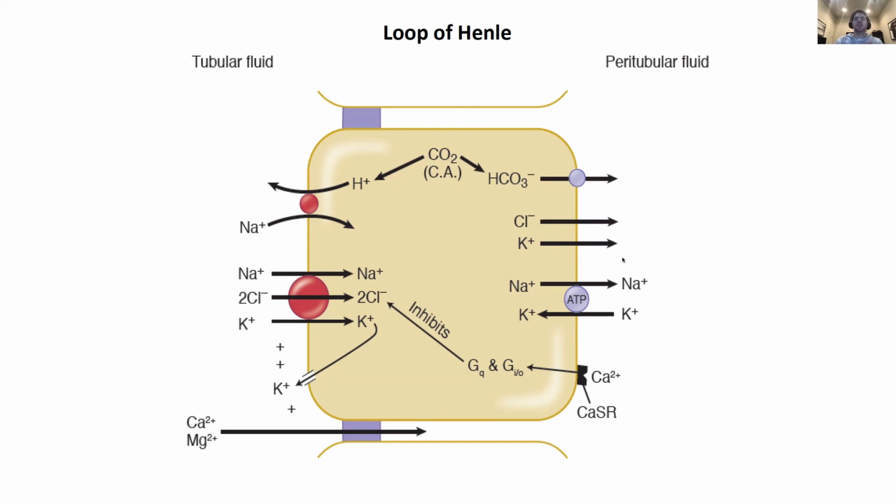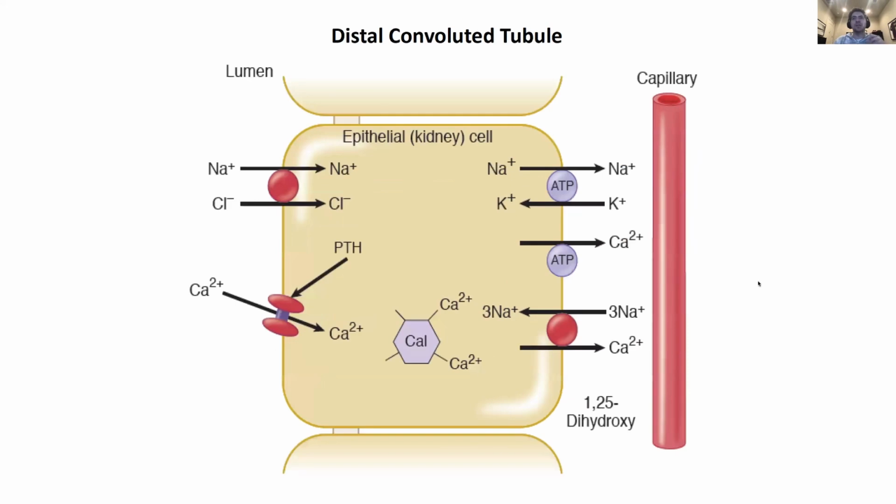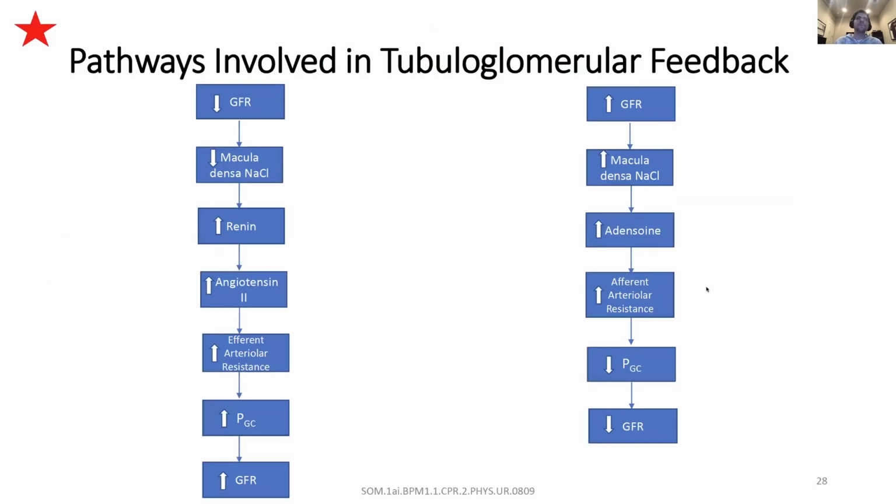So remember, the loop of Henle is more about when you start that countercurrent exchange. The distal convoluted tubule, I put this here because that's where we think of this calcium. Remember that PTH is going to increase your calcium and decrease your phosphates, and then vitamin D as well, right? It's all related to calcium.